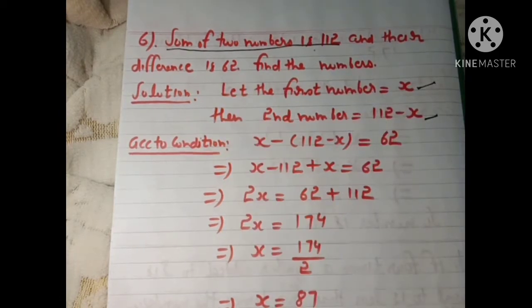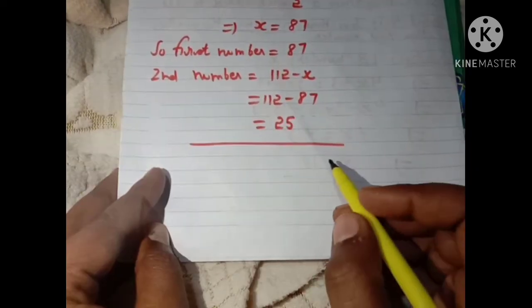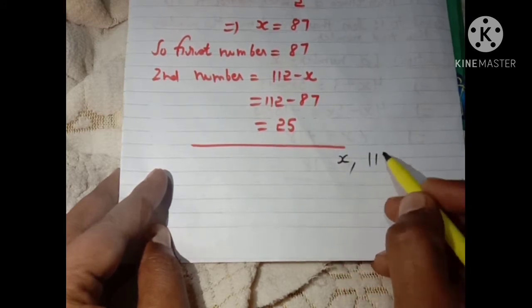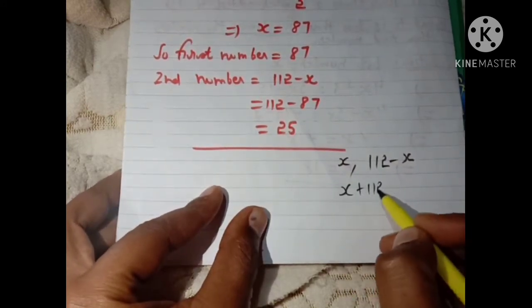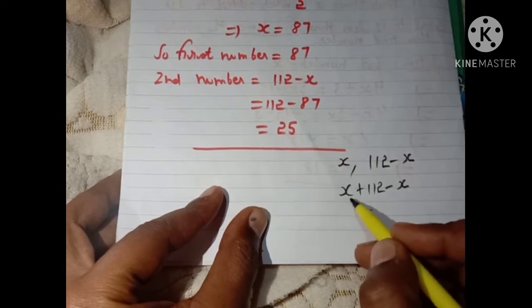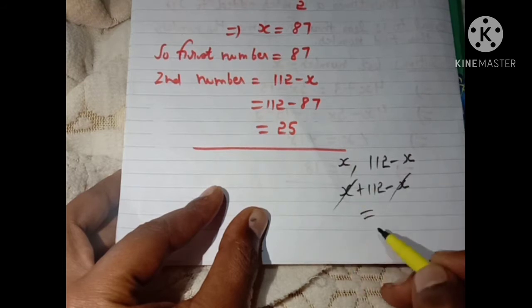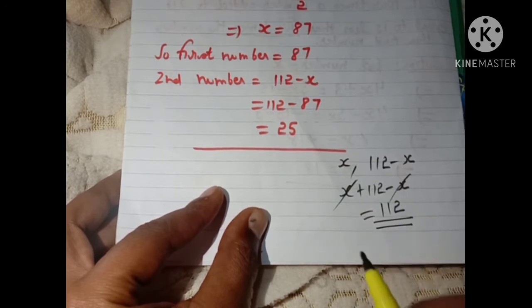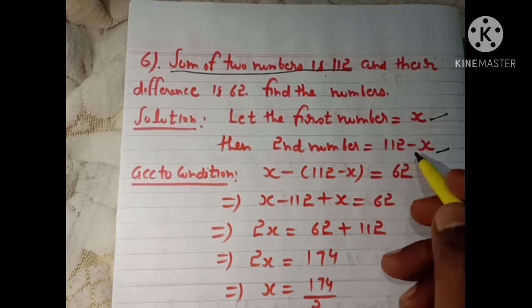So in this way we have to suppose the number, as you can see in the rough work also. If the sum of two numbers is 112 and one number we are supposing x, then the other number will be 112 minus x. Why? Because if we are adding these two numbers, after adding you can see this x is of plus sign and this x is of minus sign, then this plus x and minus x will be cancelled and the sum will be equal to 112. So our condition will be satisfied. So in this way we have to suppose the number. So the first number is x and the second number is 112 minus x.